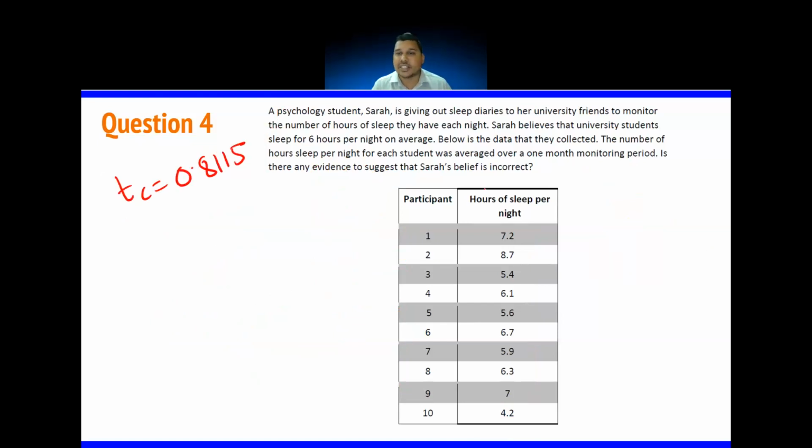Nothing is given about the confidence level, so by default it is 95%. So let's go to the table. What is the degree of freedom here?